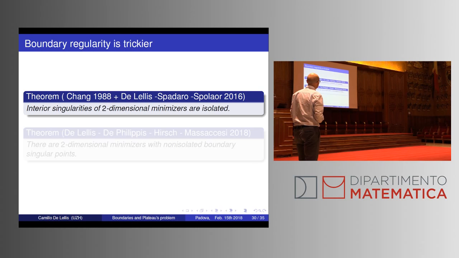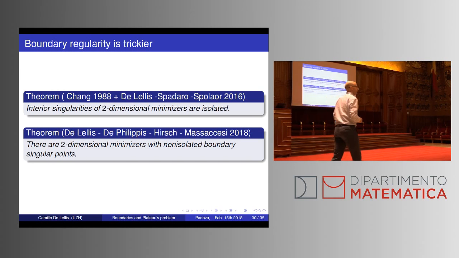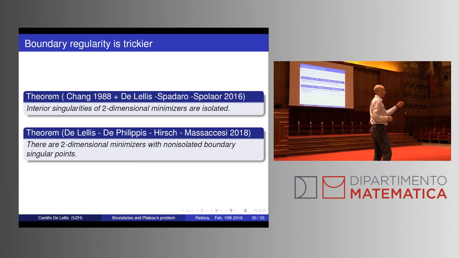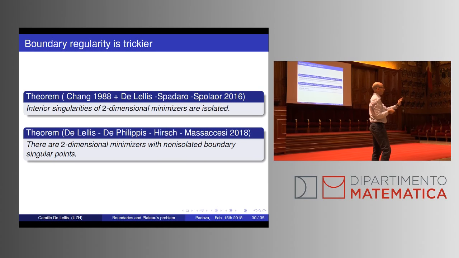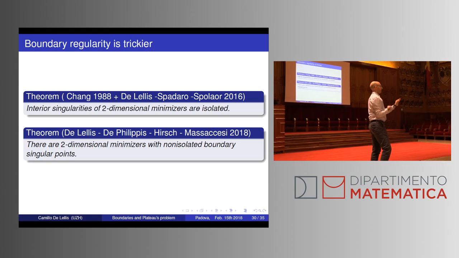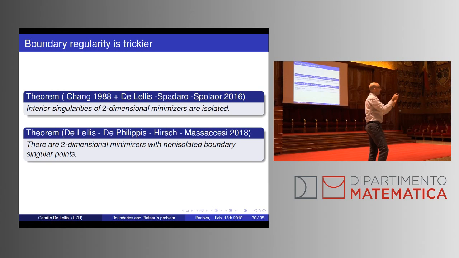Okay, the situation is different at the boundary. At the boundary, I can have singular points which are not isolated. I mean, singular points which are the limit of a sequence of singular points. So I cannot claim that around that singular point there is a neighborhood where all the other points around are regular. I have infinitely many singular points converging to it.